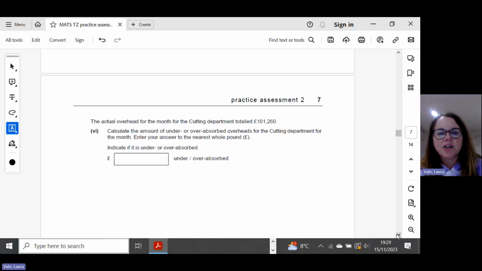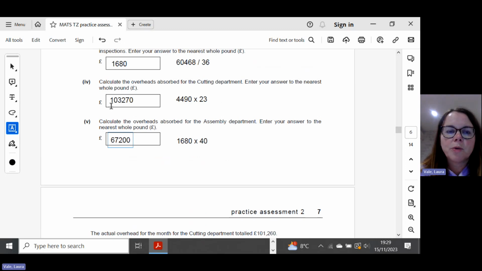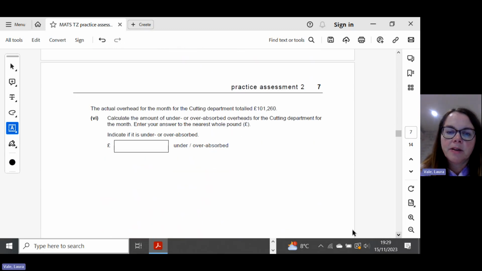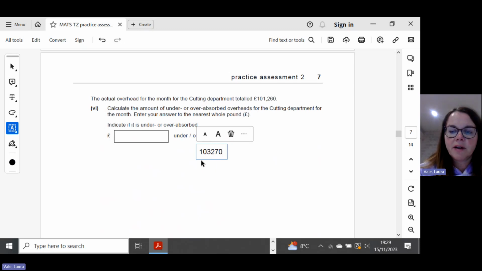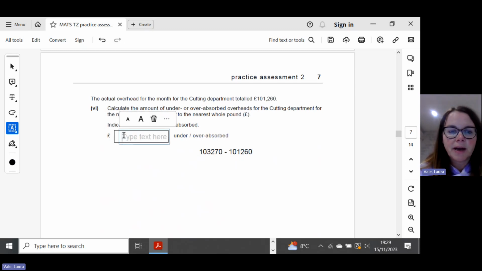It goes on. The actual overhead for the cutting department was 101,260. We have to calculate the amount that's under or over absorbed. Right, so we've got 101,260 and we absorbed 103,270. So we are over. 103,270, subtract what we actually spent. So we are over, therefore, by 2,010.